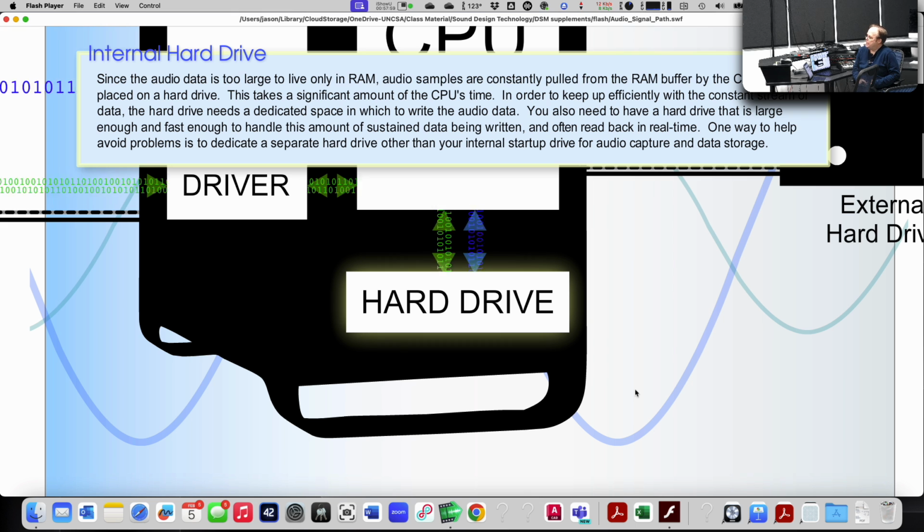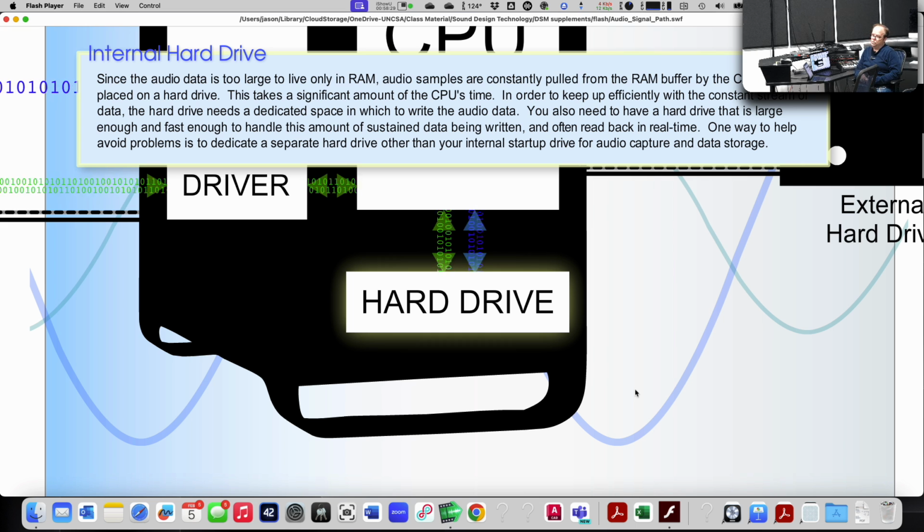Now, the problem is this one that's inside of your computer is being used for a lot of other things. So this drive is storing the operating system for the computer. So the actual operating software for the computer itself is stored here and constantly being accessed. The application software technically resides there. And also your data would reside there too. That's a lot of things to be coming in and out of that drive.